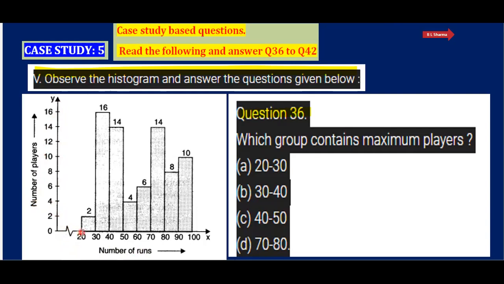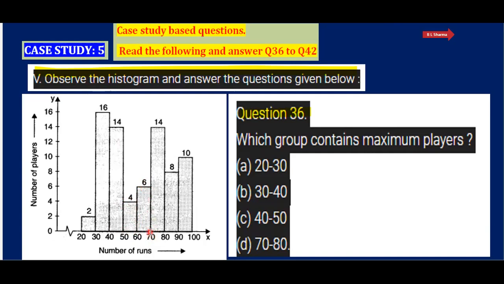Players making runs from 20 to less than 30 number 2. The common wall of the two rectangles is at 30. So 20 to less than 30 is 2 players. Then 30 to less than 40 is 16 players, 40 to less than 50 is 14 players, 50 to less than 60 is 4 players, and 60 to less than 70 is 6 players.